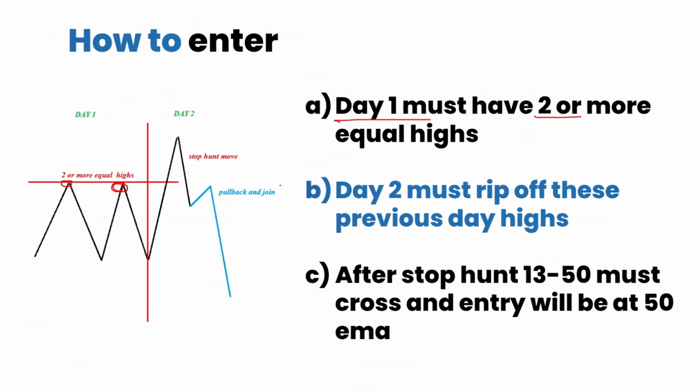before anything is done. Then day 2 must rip off those previous day highs, and if it does that, we know stops have been taken out and people have been induced in a particular wrong direction. Then after the stop hunt, we must see a 13/50 EMA cross first, so that we can confirm if this particular point has locked or is no longer somewhere the market makers are still interested in. And after that 13/50 EMA cross, we are to enter at the first pullback to the 50 EMA, as I'll show you shortly on the charts.